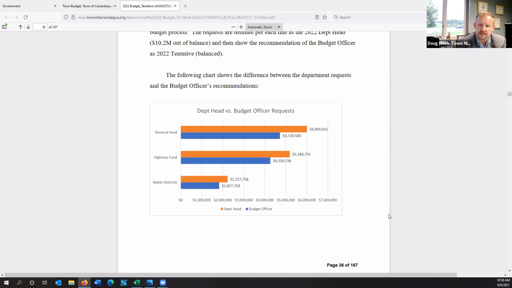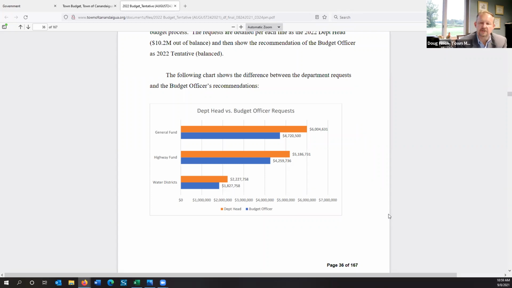So you can see here for the general fund, the department head request totaled just over $6 million, and I had to trim that back to 4.7 million. The highway fund 5.1 million down to 4.2, and the water districts from 2.2 to 1.8. So that enables us to provide that balanced budget with that stable tax rate at $1.03 per thousand. Now, none of that information is lost.